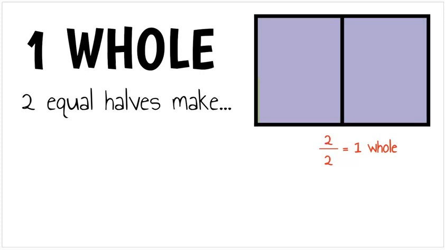You can also make one whole this way. 2 equal halves make one whole. Here we see that same rectangle cut in half. We have 1 half, 2 halves. 2 equal halves make one whole.